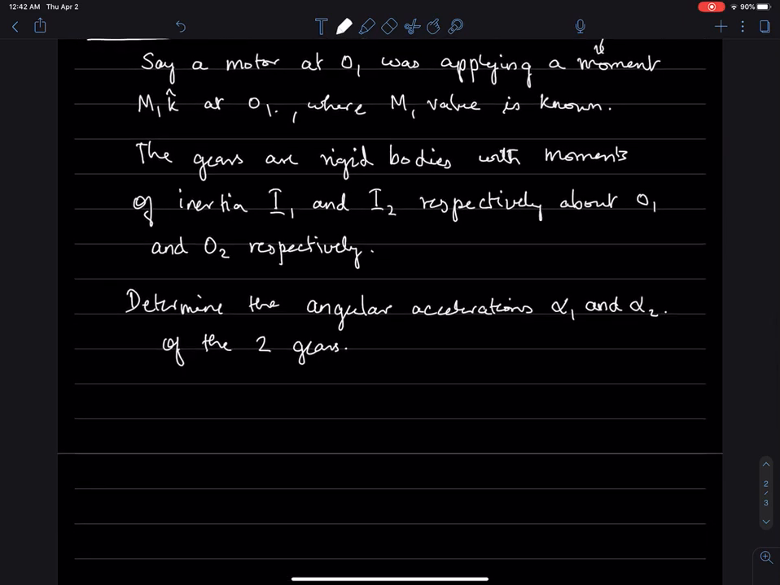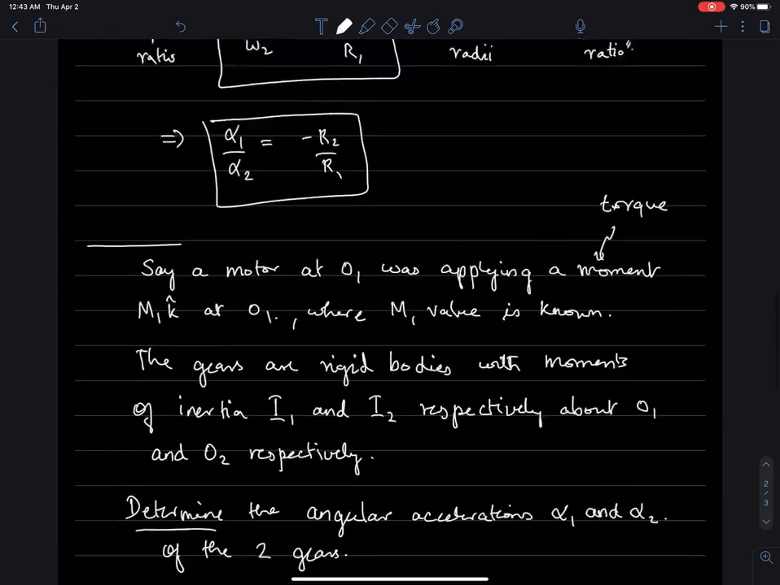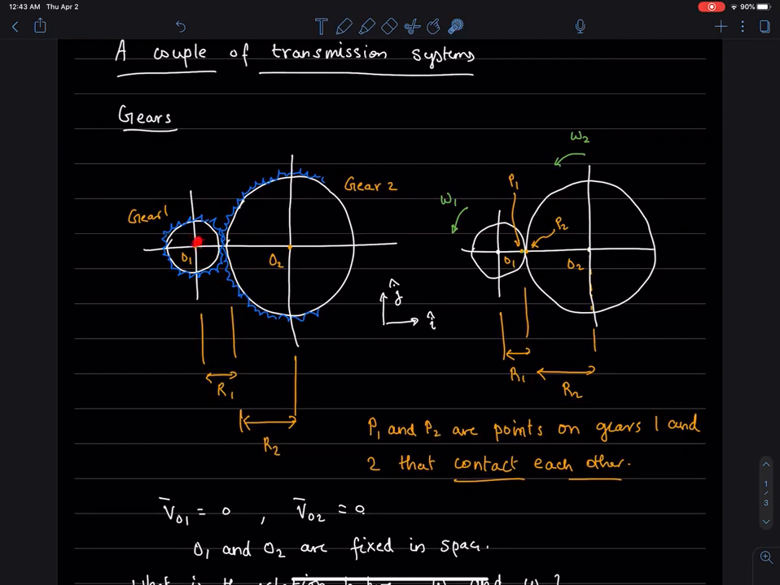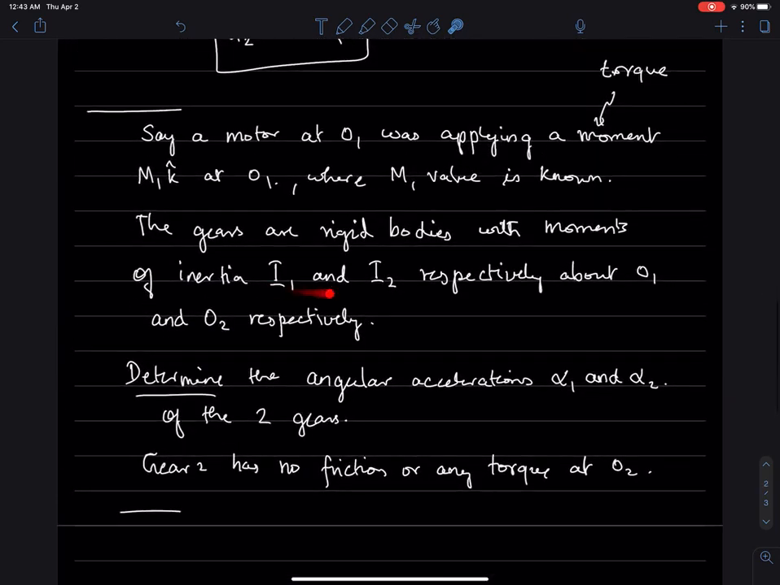So this is the question: gear 2 has no friction or moment at O2. What's given is that there's a torque at O1 trying to rotate this gear, and because this gear rotates and has some angular acceleration, this gear will have an angular acceleration as well, and you're asked to find what the angular accelerations are. You're told the moments of inertia and so on.